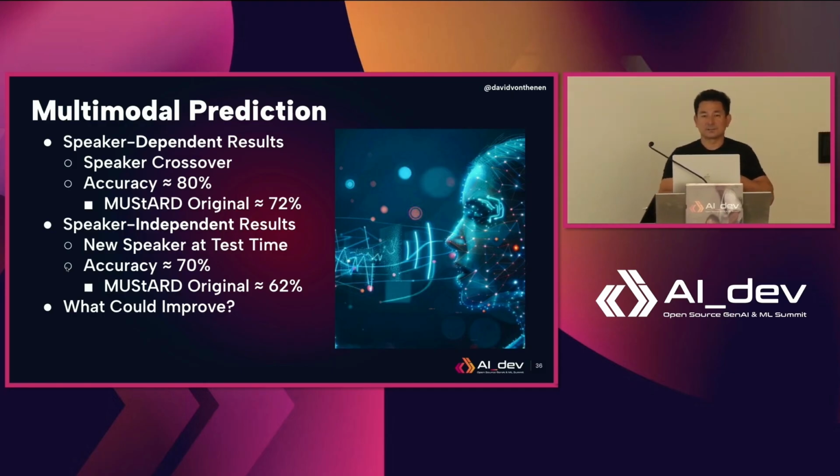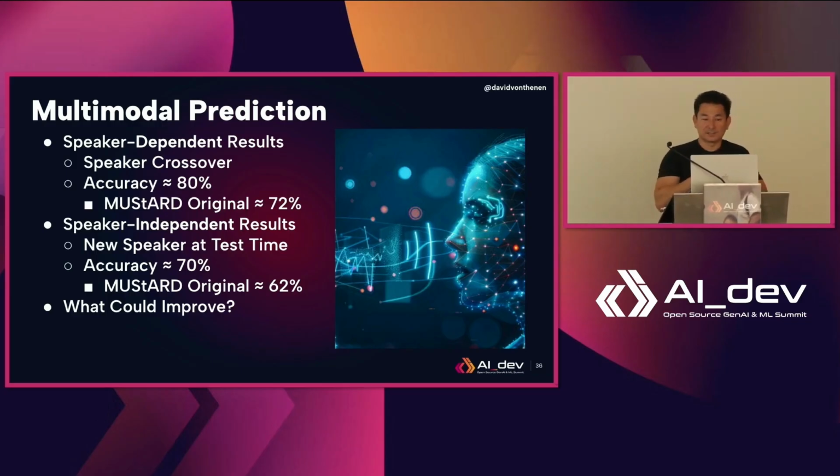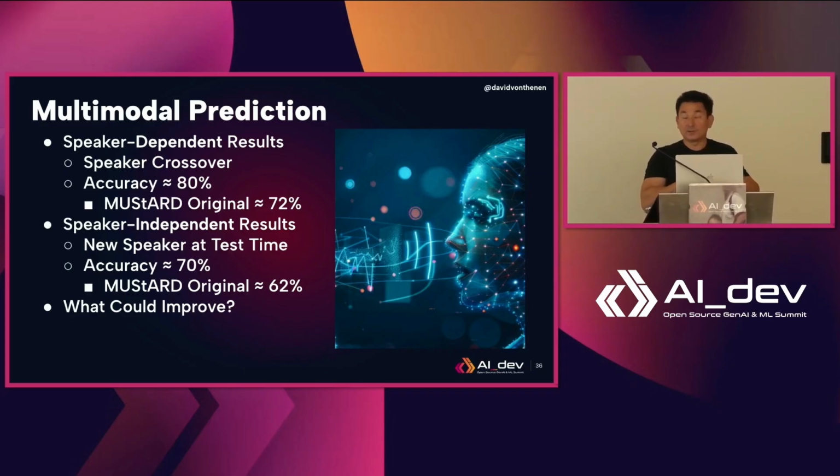So what were the results of combining the two that we built in this workshop? The speaker dependent, which is the one we just ran right now, was 80% accurate. The original research paper was 72%. The speaker independent, so a new speaker at test time, was 70% accurate, which we didn't demo because I would have to demo everything twice. But I gave you all the code and the organization of the dataset so that you can build both of them. It was 70% accurate compared to the original 62%. So what could we improve even beyond what we've done here today?